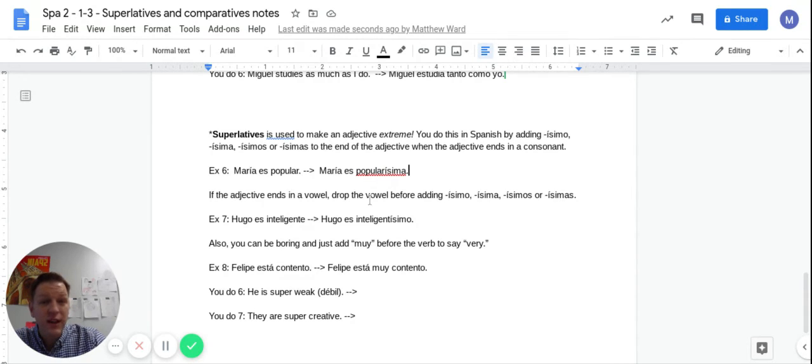If the adjective ends in a vowel, you drop the vowel before adding the new ending. So, Hugo is intelligent will be Hugo es inteligente. Hugo is super intelligent is going to be Hugo es inteligentísimo. Also, if you're boring, you can just add muy to the beginning of the adjective to say very. But remember what the English teacher tells you about trying to avoid using very whenever you can. So, Felipe is happy. Felipe está contento. Felipe está muy contento. Okay, you knew that a long time ago.